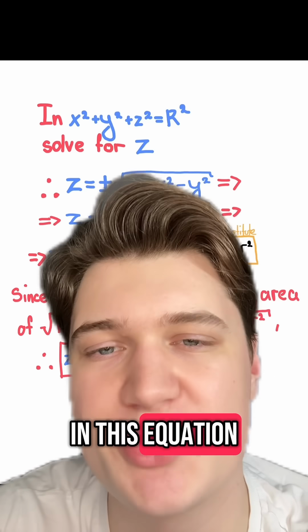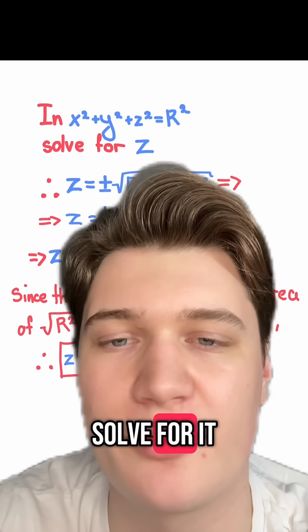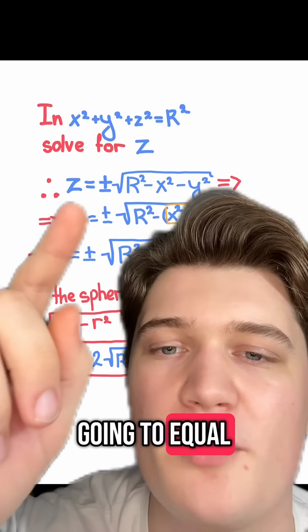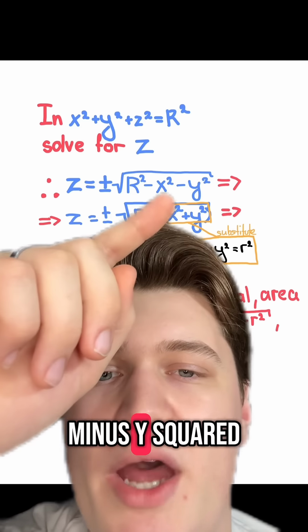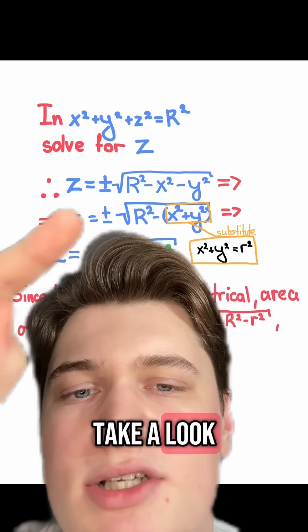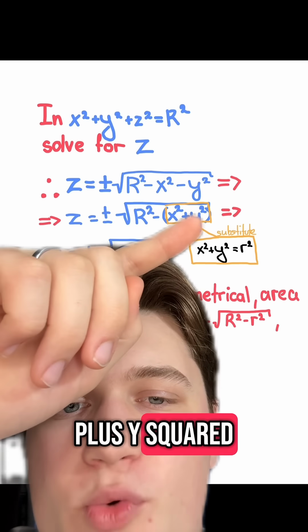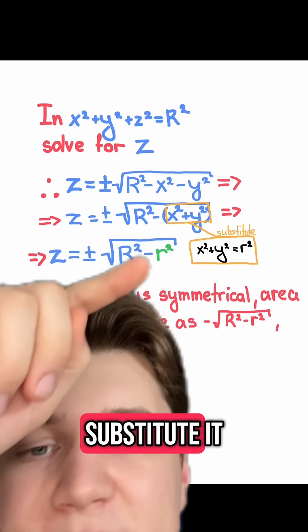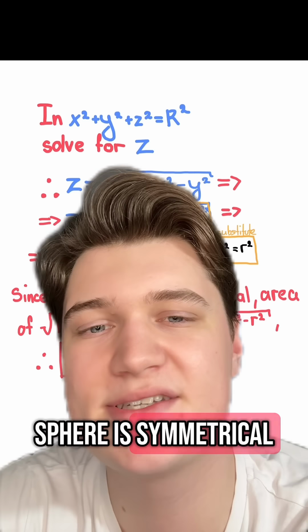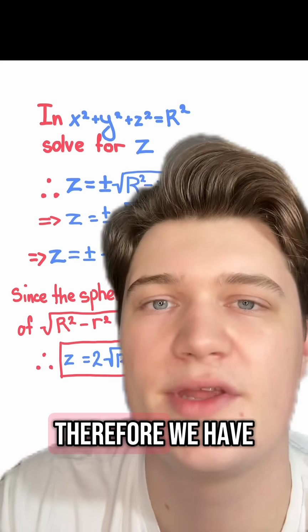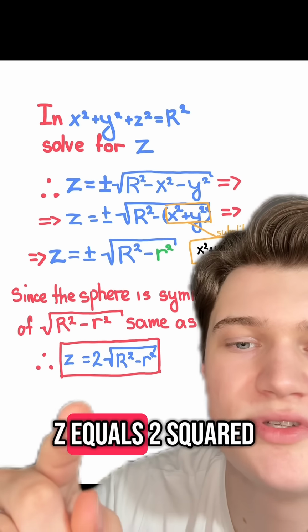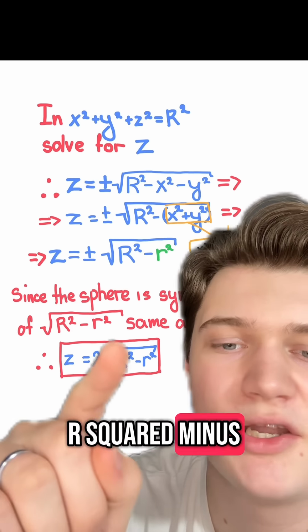First of all, in this equation, we have to isolate z and solve for it. So z is going to equal plus or minus the square root of R squared minus x squared minus y squared. Then we can see that x squared plus y squared equals r squared, so we can substitute it. And since the sphere is symmetrical, we can rewrite the plus or minus as 2. Therefore, we have the equation z equals 2 square root of R squared minus r squared.